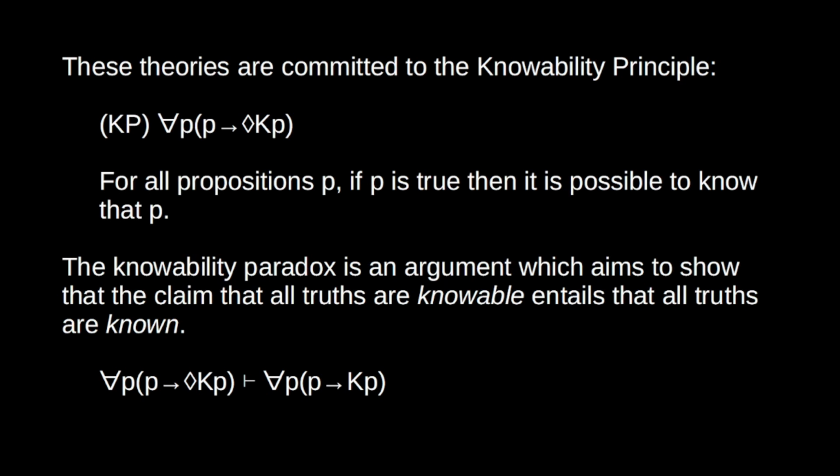So for all P, if P is true, then it is possible to know that P. This entails, and the little turnstile symbol there means entails, for all P, if P is true, then P is known. But this conclusion, the claim that all truths are known, is widely considered to be absurd. Surely there are truths that are unknown, or at least there could be truths that are unknown. Surely we don't know all the truths.